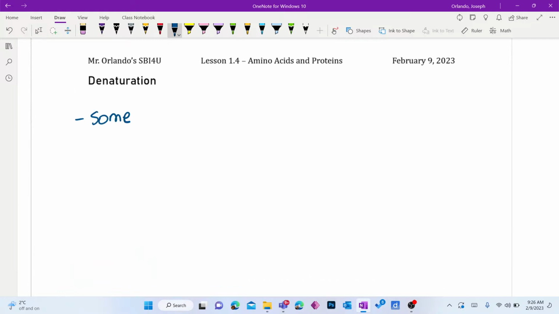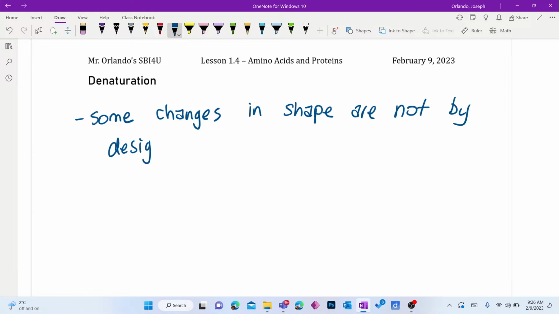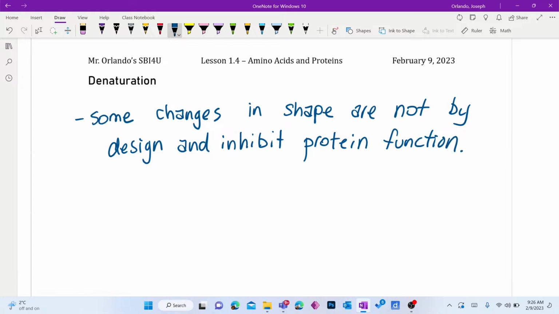Some changes in shape are not by design. And inhibit protein function, which is a fancy way of saying they stop them from working. What are some things that can make a protein not function properly? What environmental factors could cause this to happen? Yeah, radiation, damage, sure. What else? That's a good one.